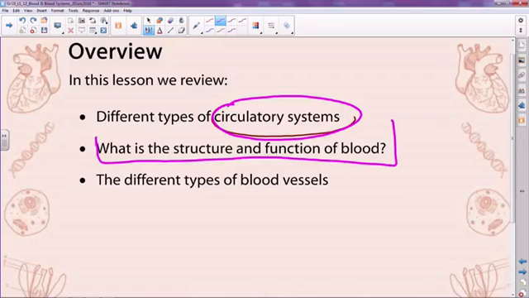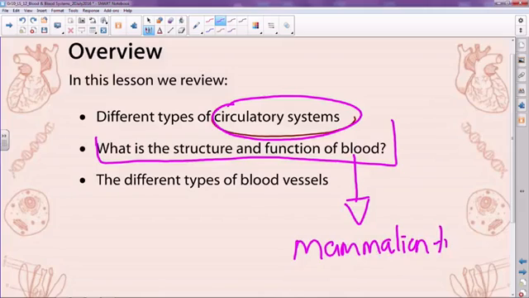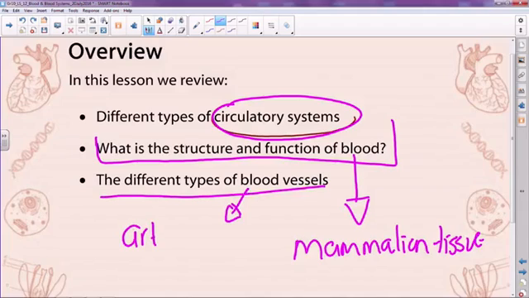Then the structure and function of blood, the reason being that we focused on some of it when we did our mammalian tissue. So now you can see how mammalian tissue has started to come into play here. And then we're going to have a look at our different types of blood vessels. I'm sure they are words that you are familiar with. That's going to be the arteries, the veins, and the capillaries.